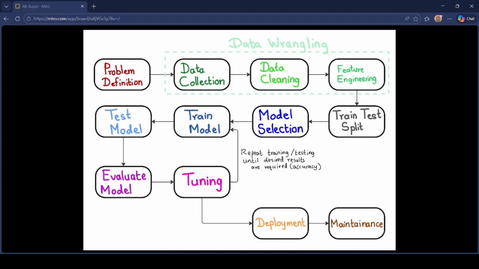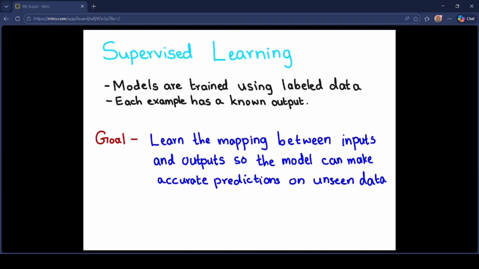Okay, so now we will move on to supervised learning. So what is supervised learning? Previously we discussed that we have labeled data and unlabeled data. The models that are trained using labeled data fall under supervised learning, because we have guidance, because we know the possible outputs. So this is supervised, and each data point has a known output.